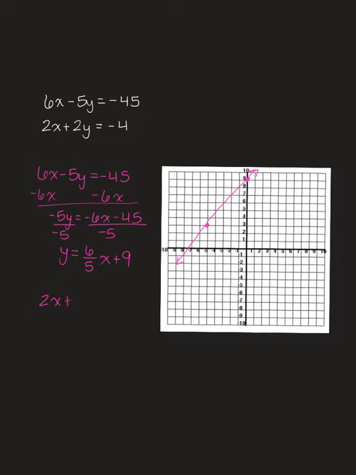We can also do this with the second equation. We need to get it into y equals mx plus b, so I'm going to subtract 2x. 2y is going to equal negative 2x minus 4. Divide by 2 on both sides. You get y is equal to negative x minus 2. So I'm going to start at negative 2, and I have a slope of negative 1. So I can go up 1 to the left 1, and down 1 to the right 1.